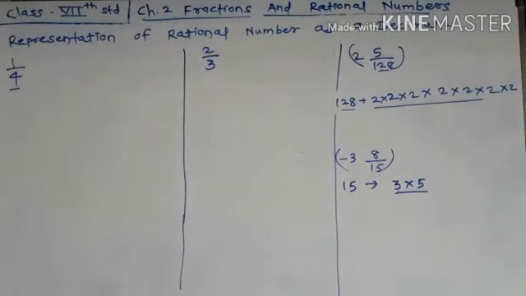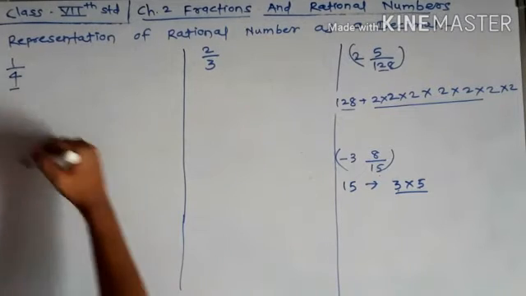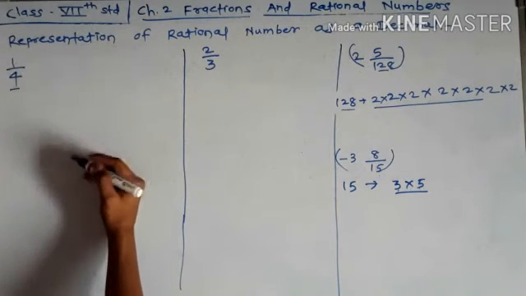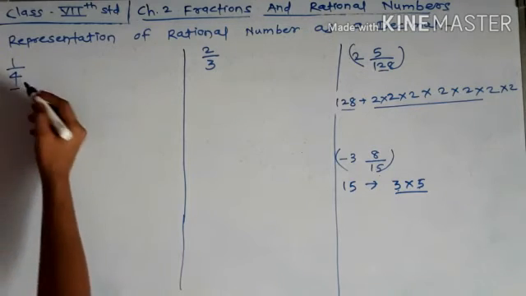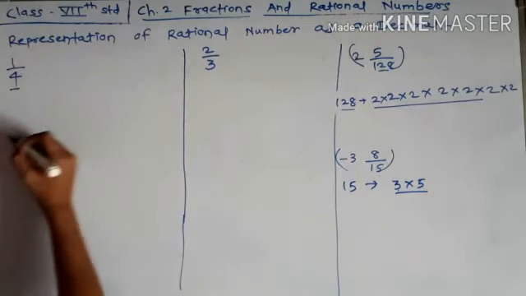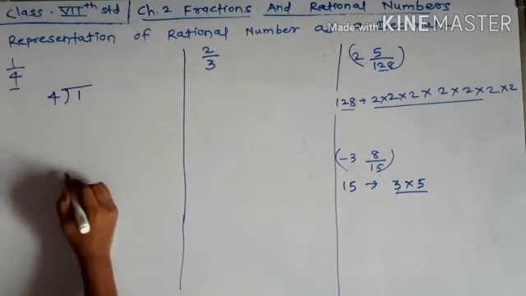The next point is representation of a rational number as a decimal. To express any rational number as a decimal, we have to divide the numerator by the denominator. For example, here we take 1 upon 4 as a rational number. To express this rational number as a decimal, we have to divide the numerator by the denominator.